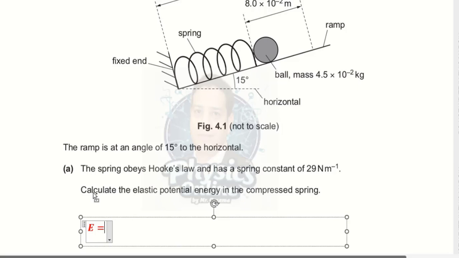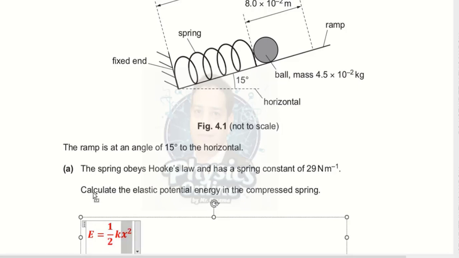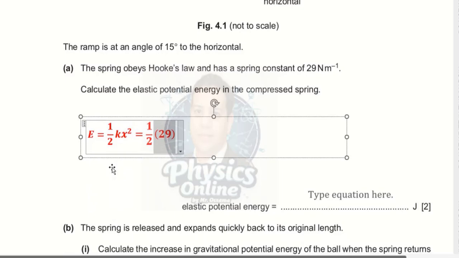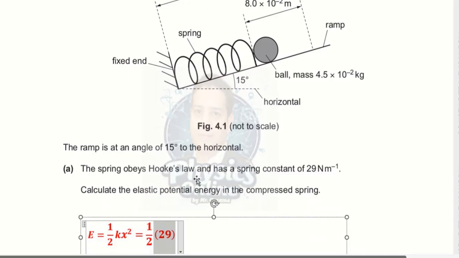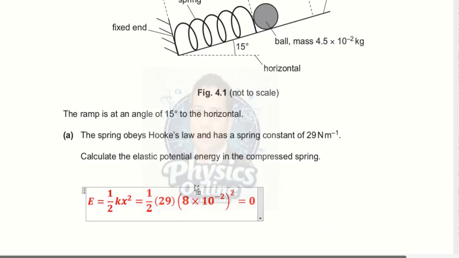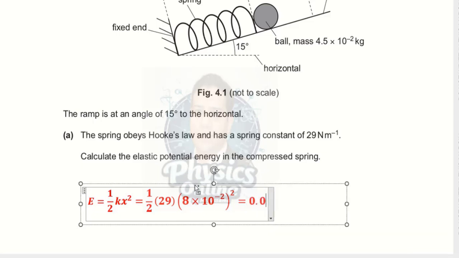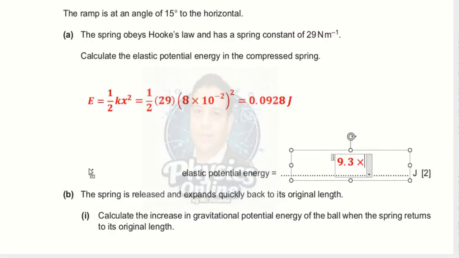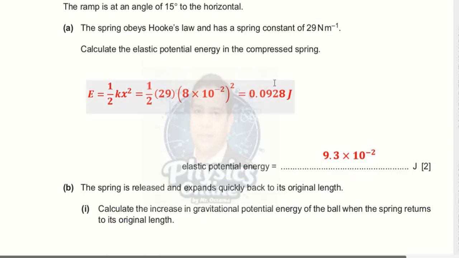E equals half k x squared. We have half, the spring constant 29, and x is the extension as we have here from the graph, 8 times 10 power negative 2, squared, which equals 0.0928 joule, or 9.3 times 10 power negative 2 joule.